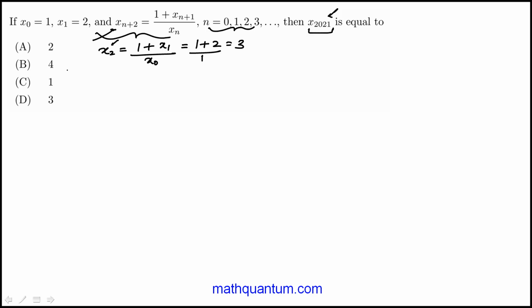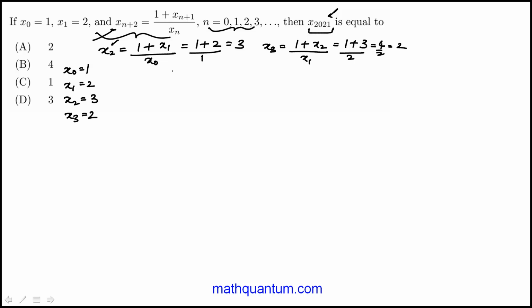So I have to write this here. I'll make a column here so I can figure out what that pattern is. And then if you follow this pattern, x3 will be 1 plus x2 over x1. x2 is 3, x1 is 2, 4 over 2. And you want to be careful about this. Maybe do it slightly slower.